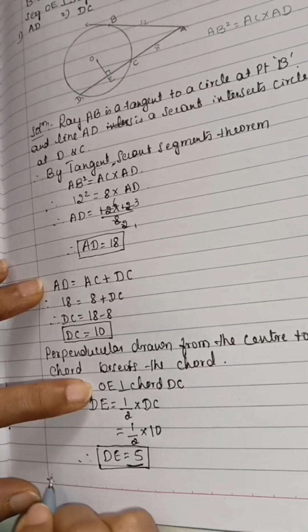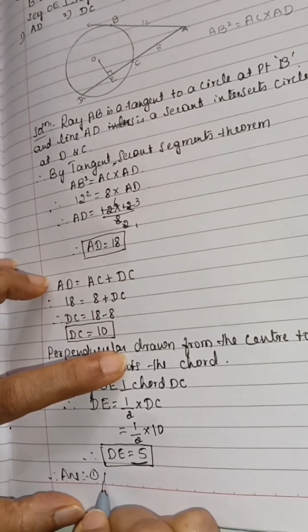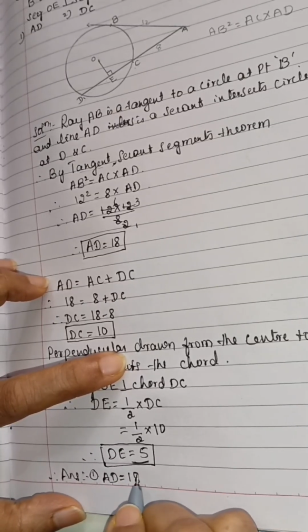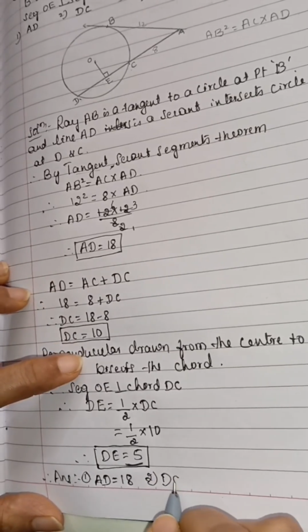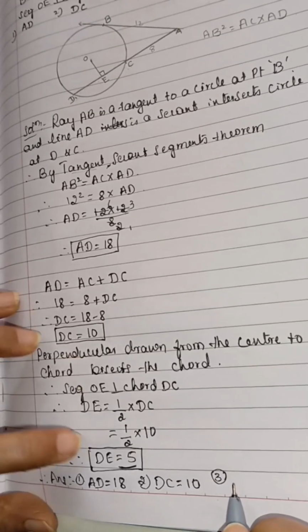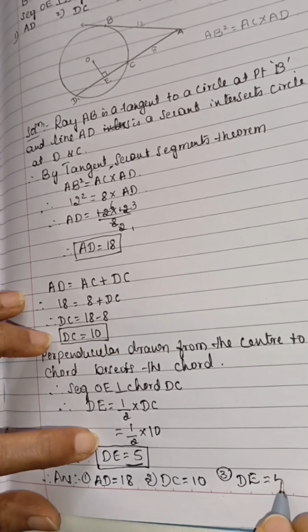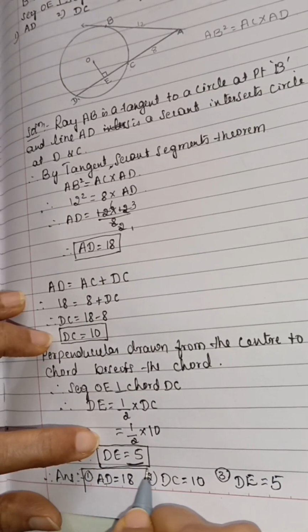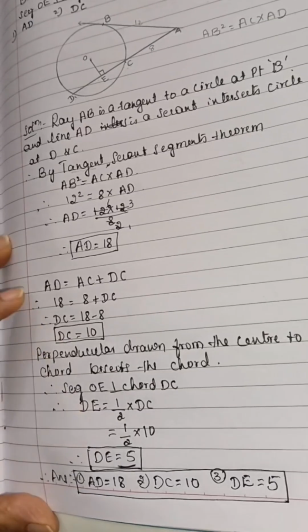Therefore, write the answer. First one, AD is 18. Second one, DC is 10. And third one, DE is 5.